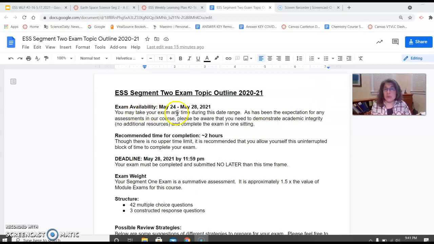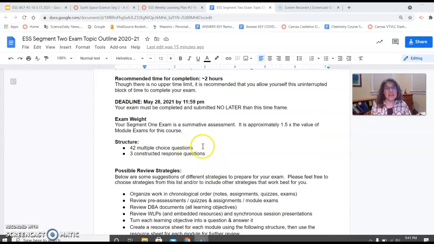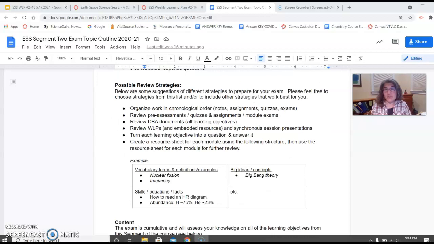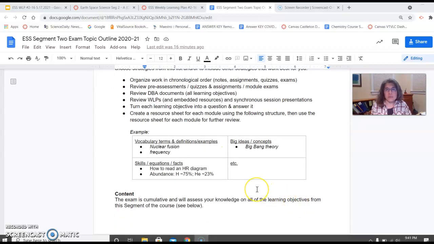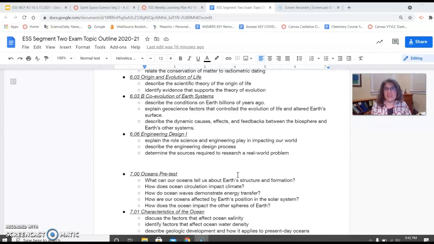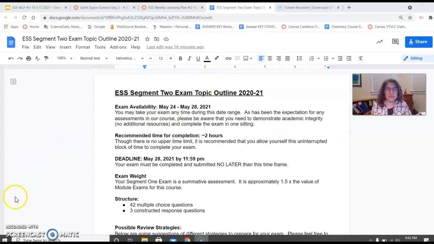It has information about when your exam will be available, the recommended amount of time you want to set aside so that you can comfortably complete the exam without interruption, the deadline for completing the exam, the exam weight, the structure in terms of the breakdown of the questions, some possible and suggested review strategies, and then the content it will cover. So you will see all of the learning objectives from segment 2 listed in one document there for you. The hope is that that makes it a little easier to find those items and then to spend some time doing some deliberate review. So know that that's available for you.